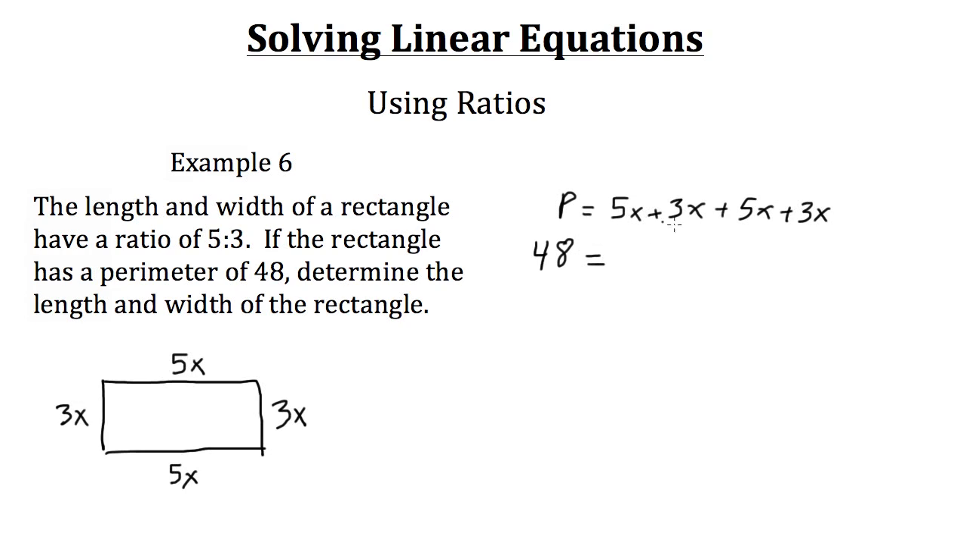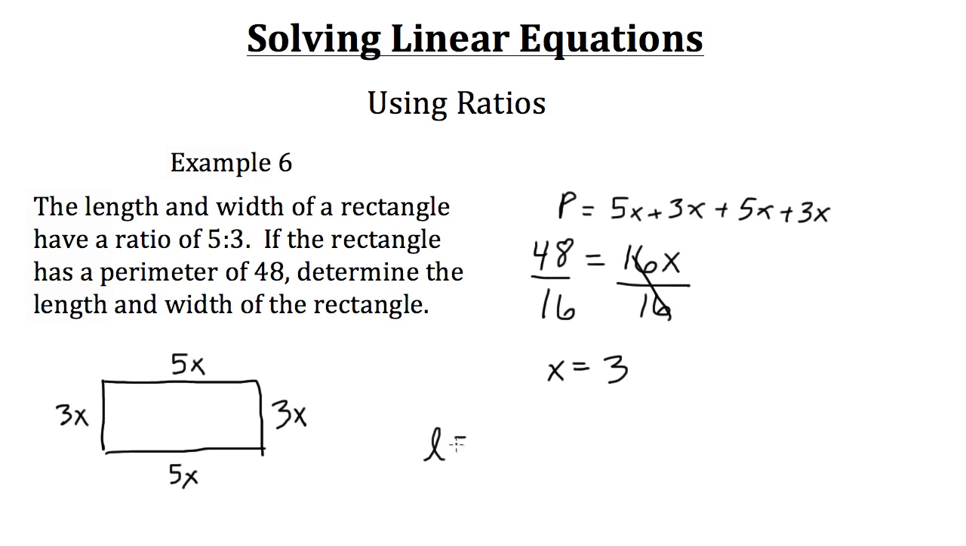And now let's simplify this side. So 5 plus 3 is 8, plus 5 is 13, plus 3 is 16. So we have a 16x here. So now in order to find out what x is, we just need to get rid of the 16. So when we divide by 16 to both sides, we see that x equals 48 divided by 16, or in other words, 3.